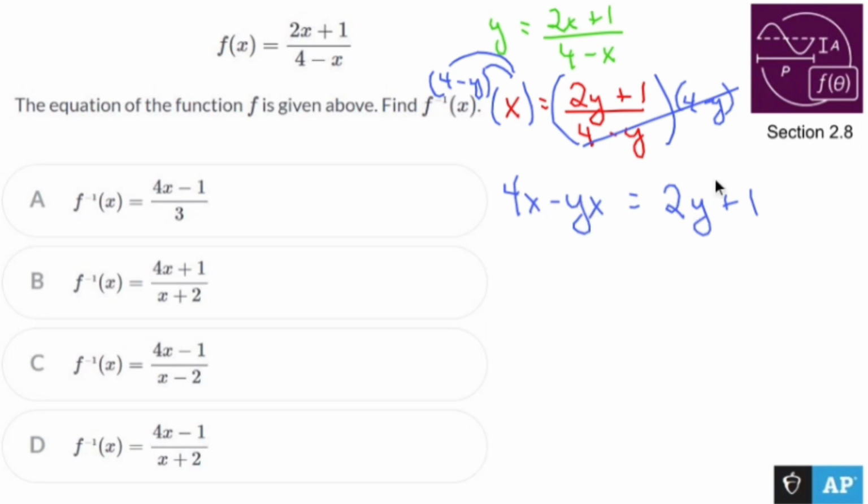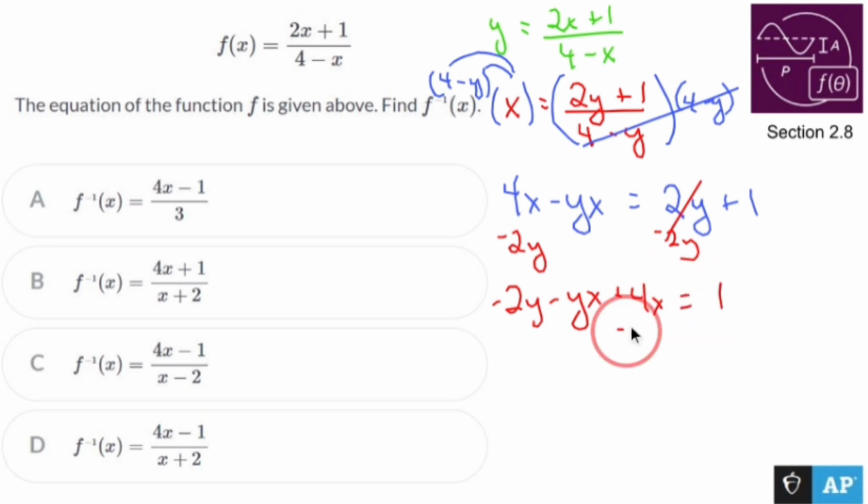Now, if my job is to get y all by itself, we have a bit of an issue here. We have 2 y's. So let's move all of the y's to one side and everything else to the right. So I'm going to subtract 2y from both sides. So that crosses out. Now I have negative 2y minus yx, and then plus 4x is still lingering, equals 1. Now let's subtract 4x from both sides. And now I have negative 2y minus yx equals 1 minus 4x.